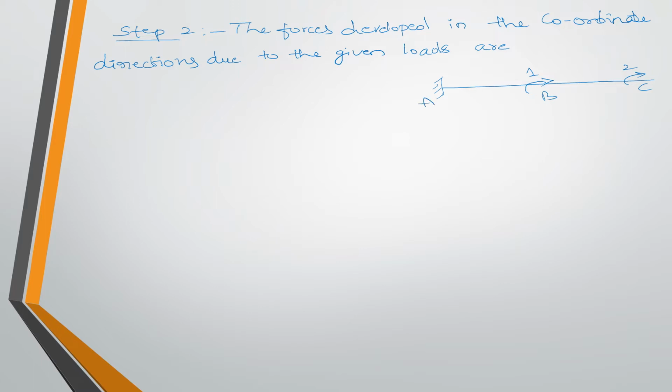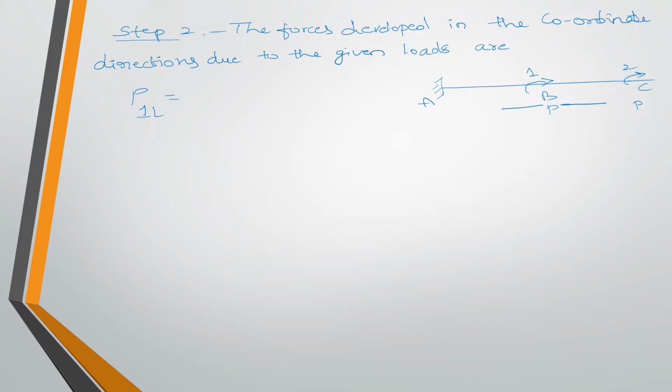So here the forces developed means first force is developed at B point and second force is developed at C point. That can be denoted by P suffix 1L, means force on coordinate direction 1. Here how to develop this force is nothing but from B to A plus B to C, the fixed end moment of B to A plus B to C.